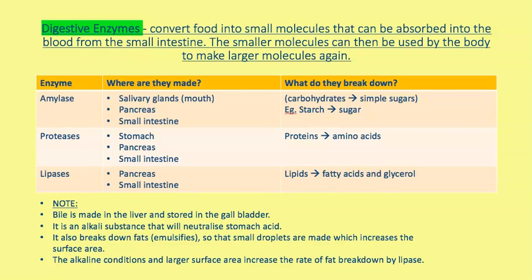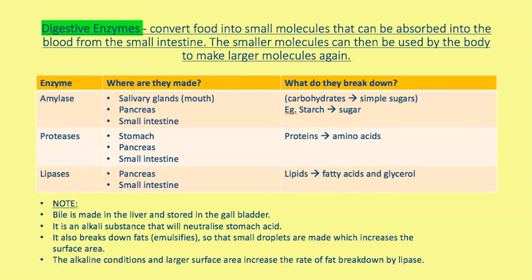Okay, so we're now going to look at digestive enzymes. On the specification for biology, you have to know these specific examples. Now, digestive enzymes are used to convert food into small molecules. So when you eat food, it goes into your stomach, then it'll go to your small intestines where the stuff that we need needs to be absorbed into the blood.